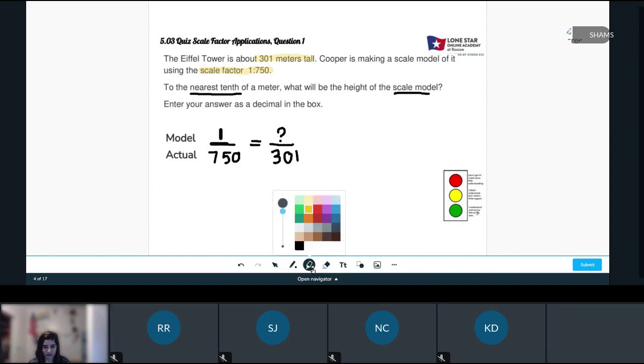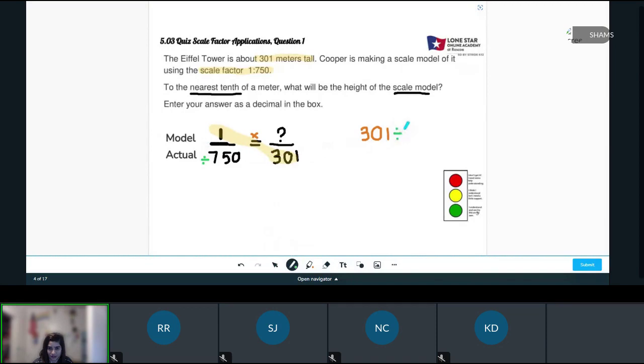Again, remember, numbers don't seem to be so compatible. Cross product is a good option. The question is allowing you to use calculator, so please use that. You will multiply first 1 times 301. Multiply 1 times 301, you get 301. And then you will divide by 750 to figure out how much is the height of Eiffel Tower in Cooper's model.